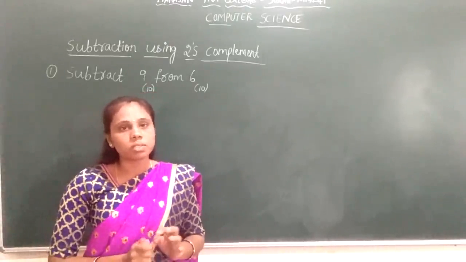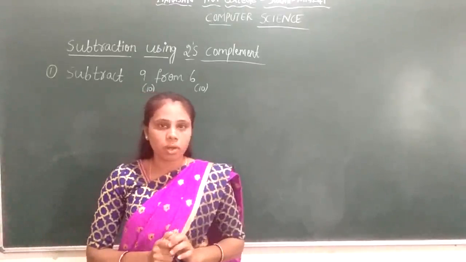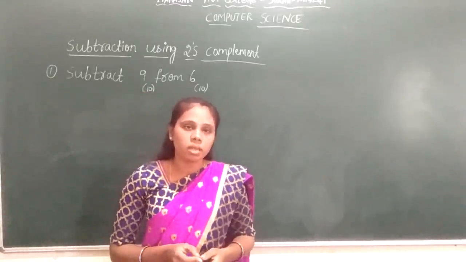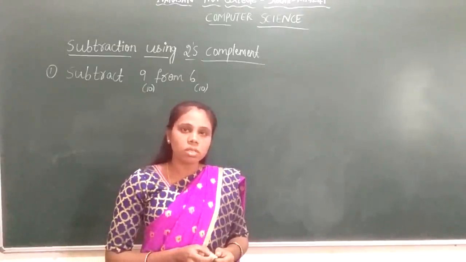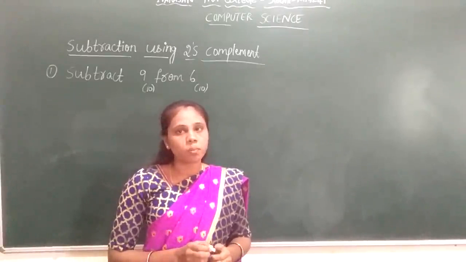First we need to find out which is the minuend and which is the subtrahend. After finding that, take the binary values for the minuend and subtrahend. And after the binary values, you should take the 2's complement for the subtrahend.